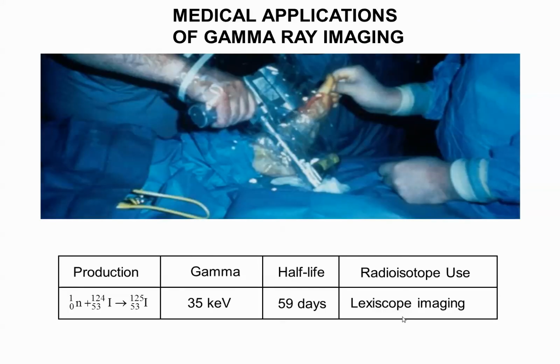Another medical application of gamma ray imaging is what is called the lexiscope imaging. It uses iodine-124, which when irradiating a reactor gives iodine-125, gives off soft gamma rays with a reasonable half-life. So in other words, when the patient cannot be taken to an X-ray facility, this is a handheld imaging device where one can take X-ray images.